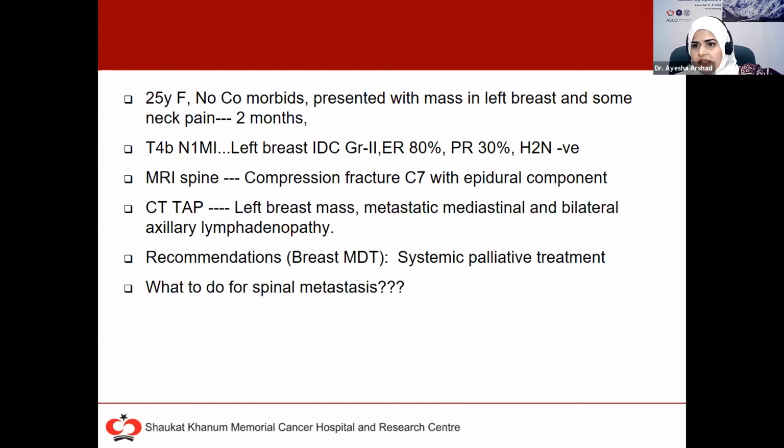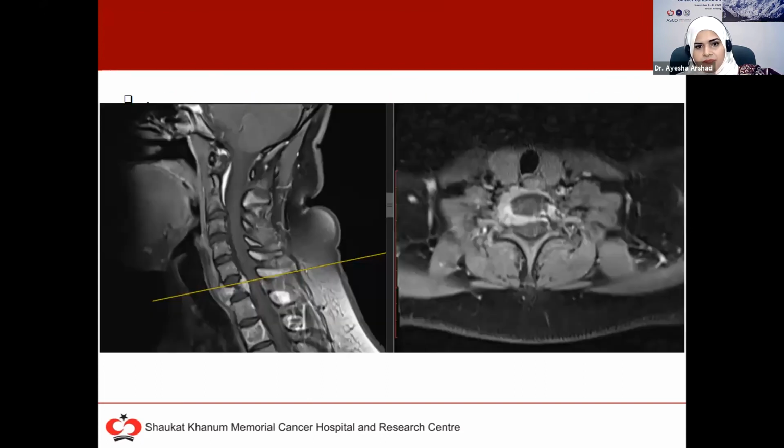She was discussed in the breast MDT, and their recommendation was systemic palliative treatment and referral to neurosurgery for deciding about the spinal metastasis. So the question here would be what to do for the spinal metastasis at the moment. The patient has not received any treatment. Dr. Irfan.